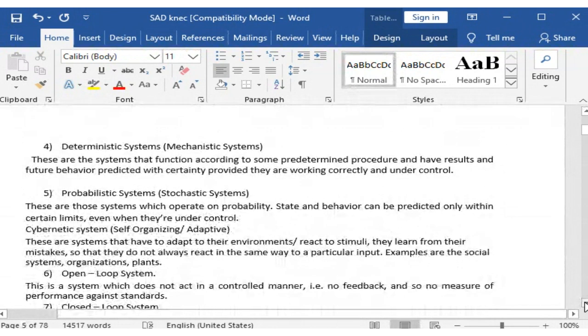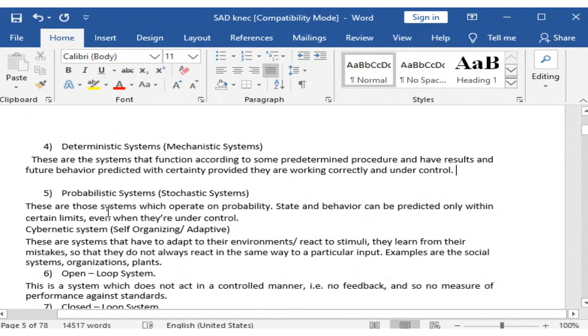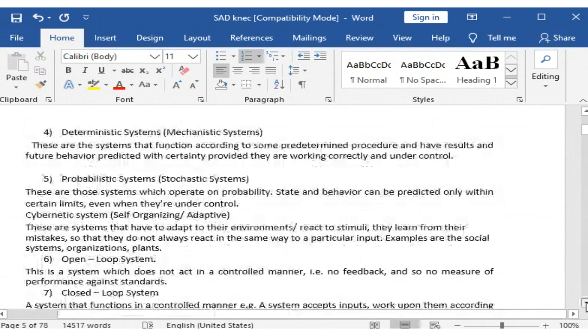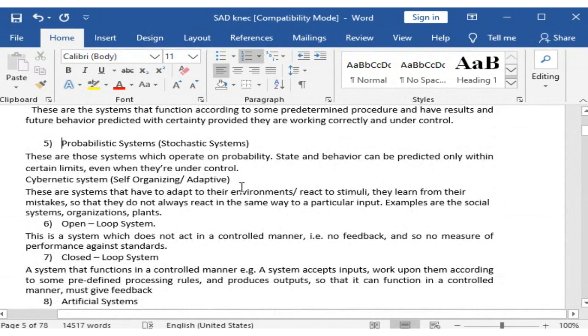Now, deterministic systems. These are systems that function according to some predetermined procedures and must have results and future behaviors predicted with certainty, provided they are working correctly under control. Now, probabilistic systems. These are those systems which operate on probability. State and behavior can be predicted only within certain limits, even when they are under control.